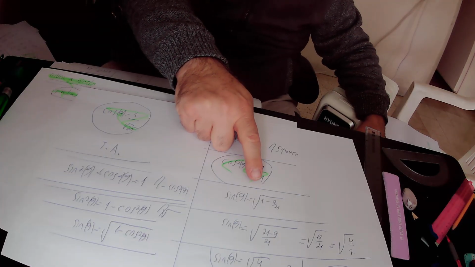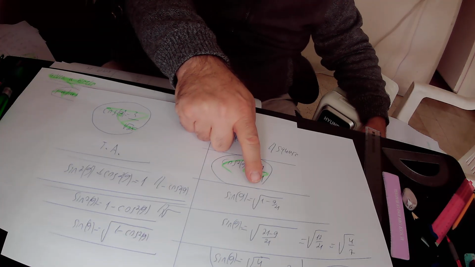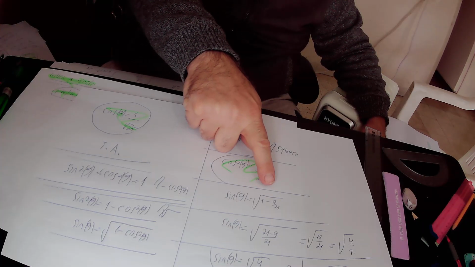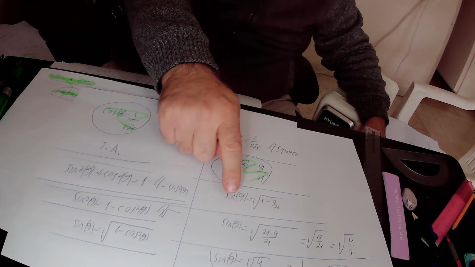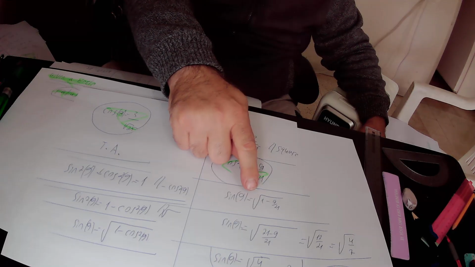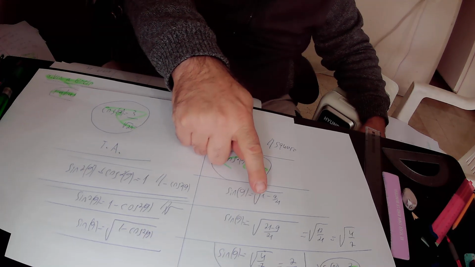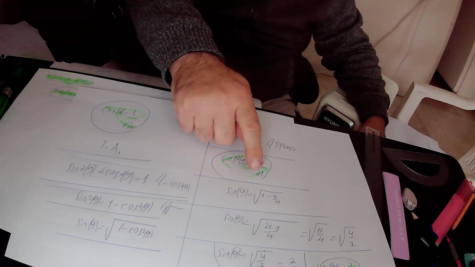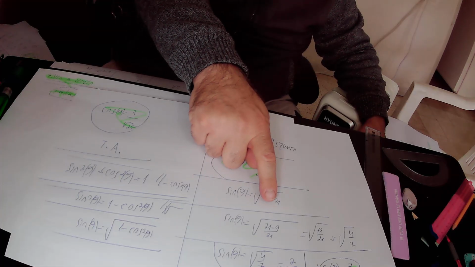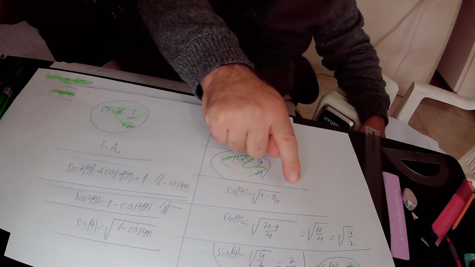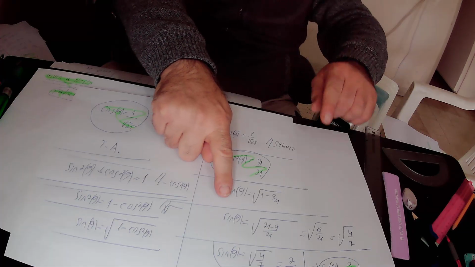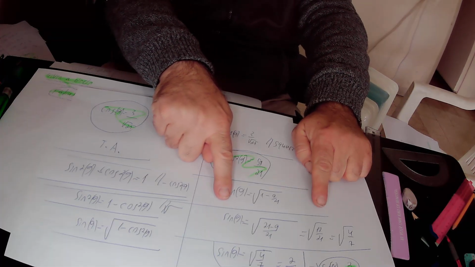Here we multiply 1 by 21 and then we divide it by 21 in order to come out of this number. So sin alpha equals 21 times 1, which is 21, minus 9, over 21. 21 minus 9 is 12, over 21, equals sin alpha. So sin alpha equals the square root of 12 over 21.